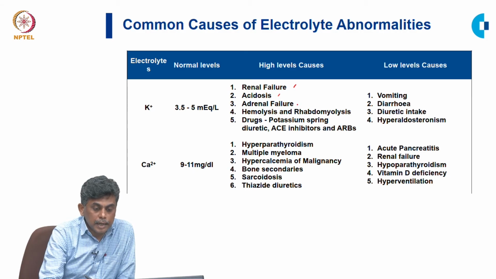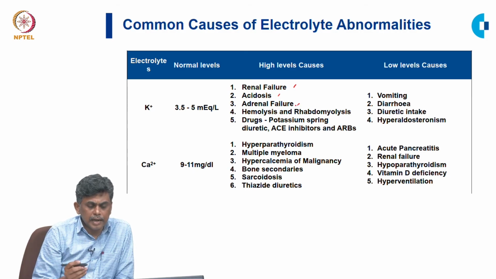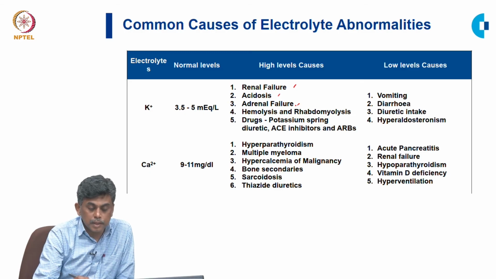Third important cause is adrenal failure. In the adrenal gland, you have got a hormone called aldosterone, and this aldosterone absorbs sodium, excretes potassium. But if there is adrenal failure, what happens? The potassium can't be excreted, so potassium level increases.